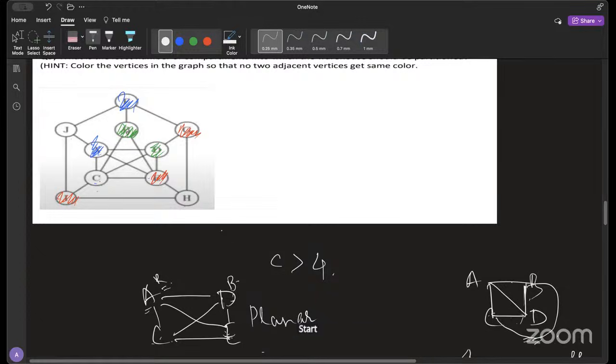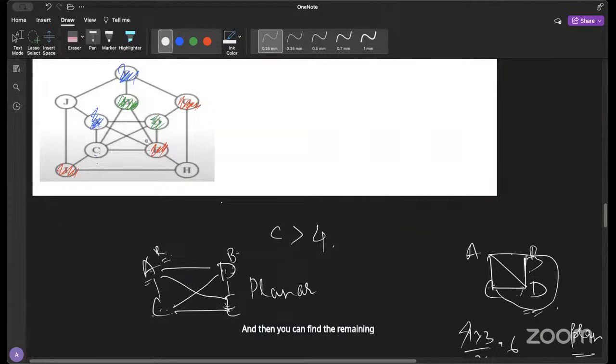Start with the vertices that are connected to almost all, because this is the one we started with. These 4 are connected to all the other 3 in this particular graph. That's why we have to take at least 4 colors. So let's start from this inner one only, and then you can find the remaining ones. Is that okay? Yes, ma'am. It's always a planar graph.